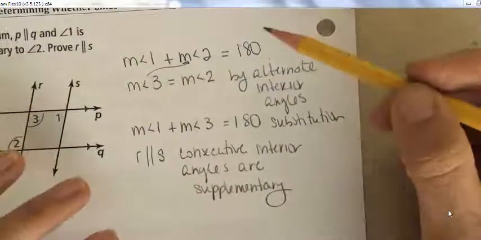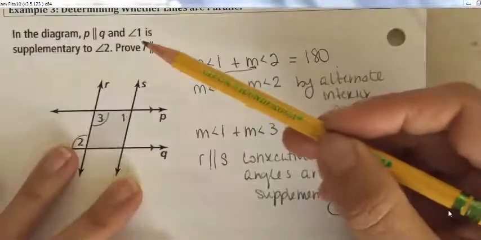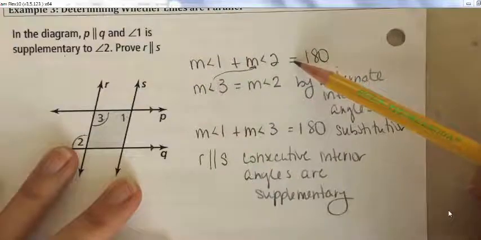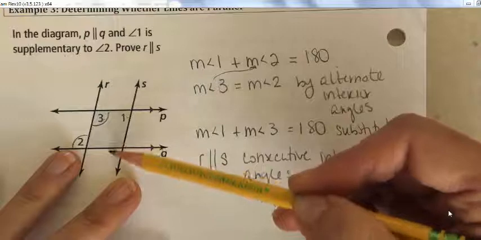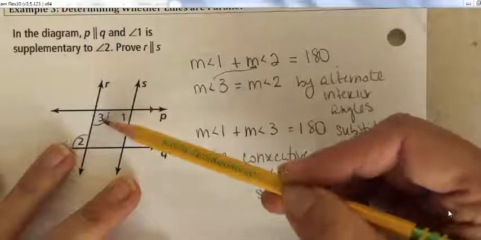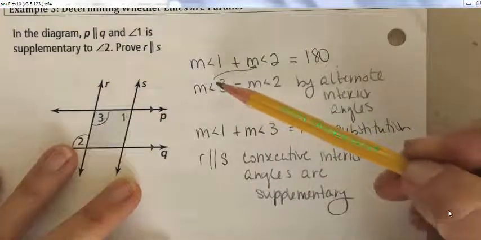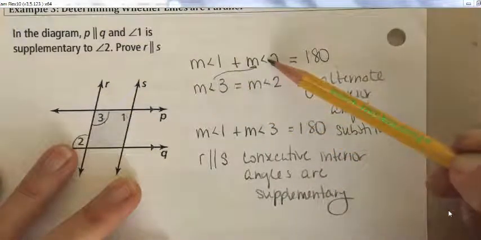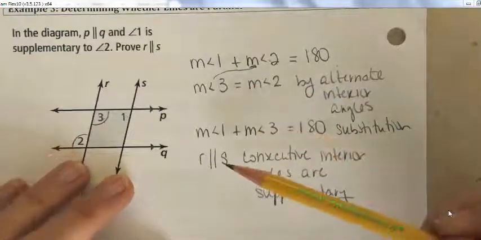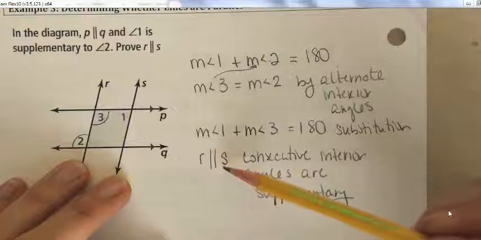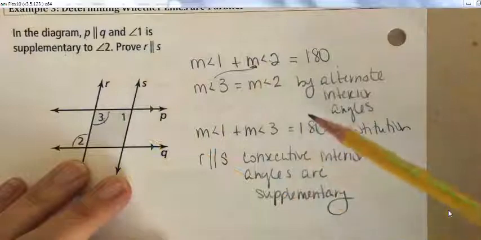So all I did here was I did a little bit of fancy math, right? I set up the fact that I was given that angle 1 and angle 2 are supplementary, so I added them up to equal 180. Then, because P and Q were parallel lines cut by a transversal, alternate interior angles are congruent, so I set those two equal to each other. I was able to substitute angle 3 in for angle 2 because they're the same. Okay, that's all I did there. And then I was able to conclude that lines R and S are parallel because, look, my consecutive interior angles are supplementary, which I showed right here.